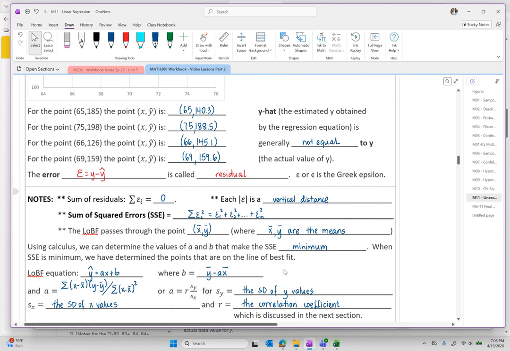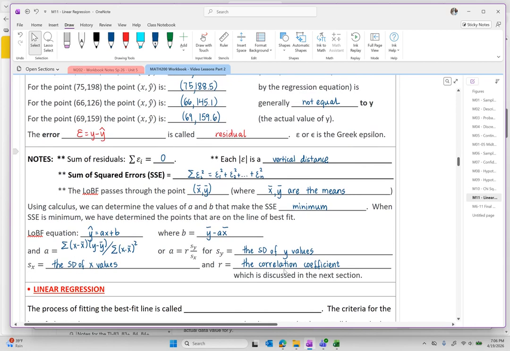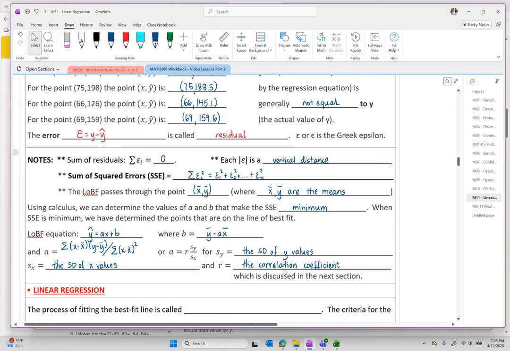So using calculus, we can determine the lowest sum of squared errors, and this is what the line of best fit uses to create the line and generate the equation. The line of best fit equation is y hat equals ax plus b, where b is y bar, the mean, average y, minus a times x bar, which is the average of x, and a is the slope. It is the sum of (x minus x bar) times (y minus y bar) divided by the sum of (x minus x bar) squared.